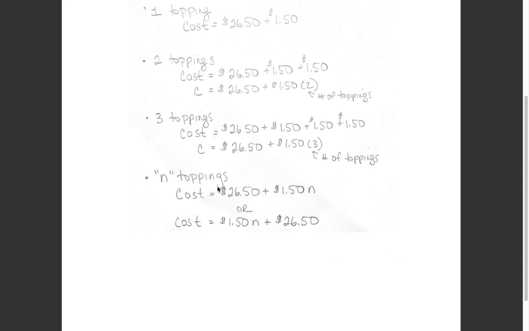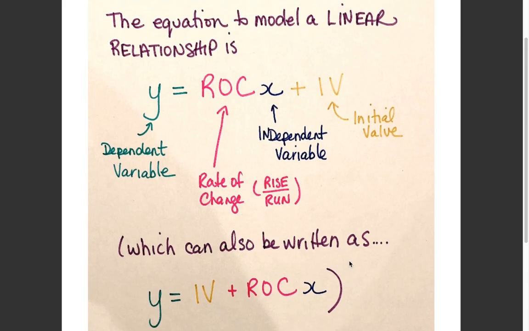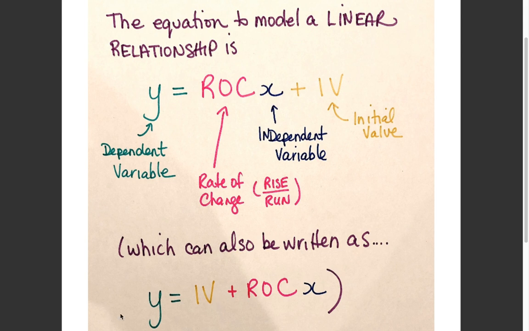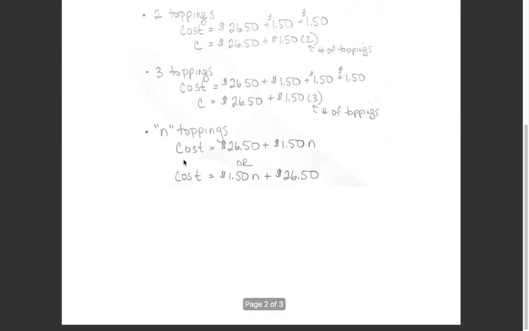So using this as a model, we can actually generalize this for all linear relationships. So if I can pick off, for a linear relationship, what the rate of change is, and I can pick off what the initial value is, and if I know what my dependent and independent variable are, so if I go back to the pizza example, the independent variable would be the number of toppings, because that's what I'm in control of. That's what I'm determining. And the cost is going to be dependent on that. So that's going to be my dependent variable.